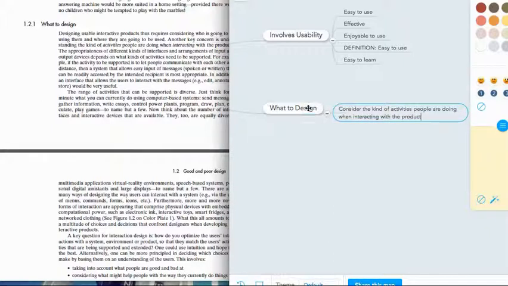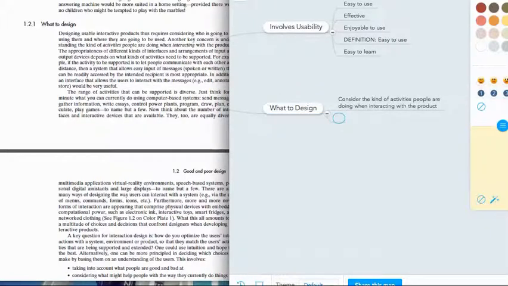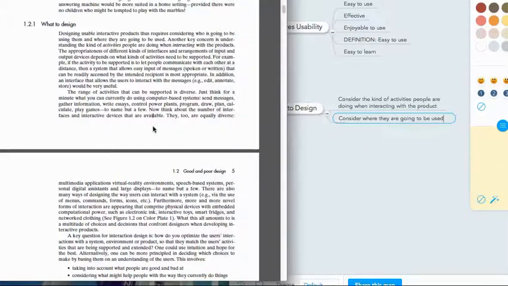With the product, I need to consider where they are going to be used. And so I'm just going to keep going. As I read through this, I'm going to sort of create these groups of information.